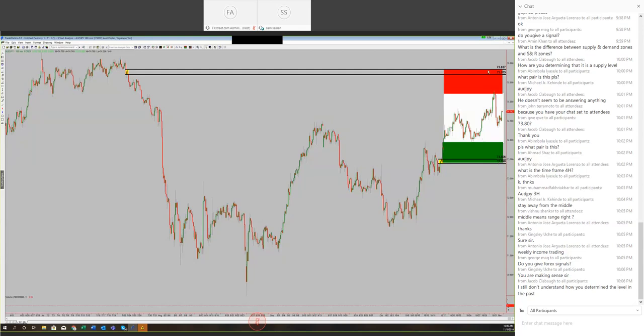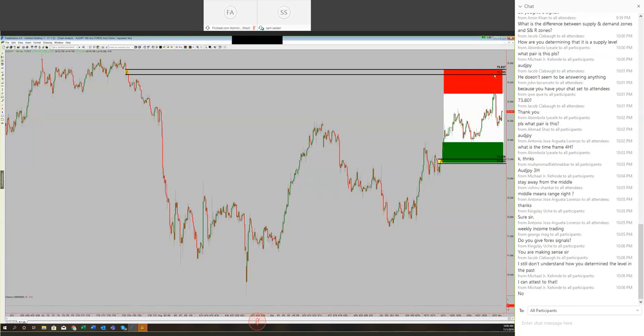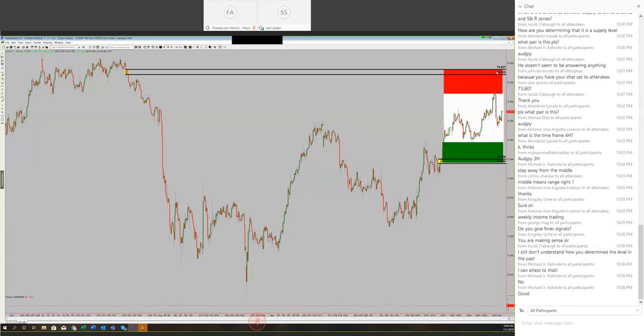When price goes up to supply, what do you think the news is going to be? You think the news is ever bad when price comes up here? No, it's really good. And for price to get up to supply where we want to sell, what is the trend going to be? It's going to be up. Does anybody ever want to sell in an uptrend? No. How about when price comes down to demand?